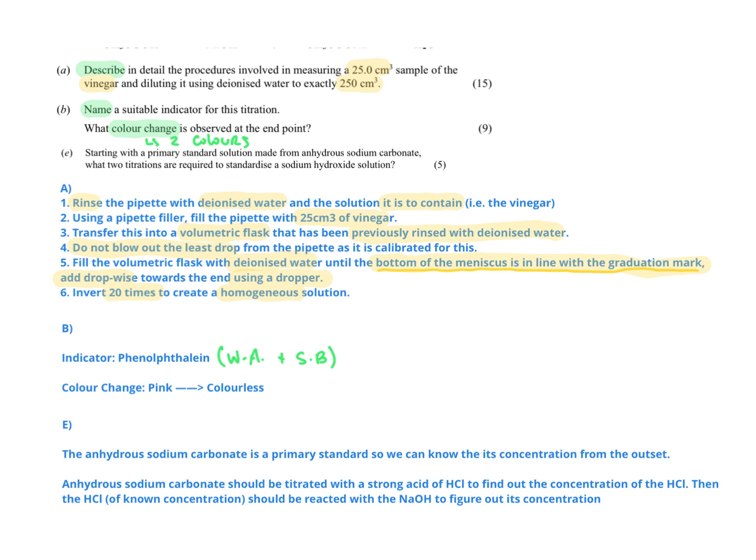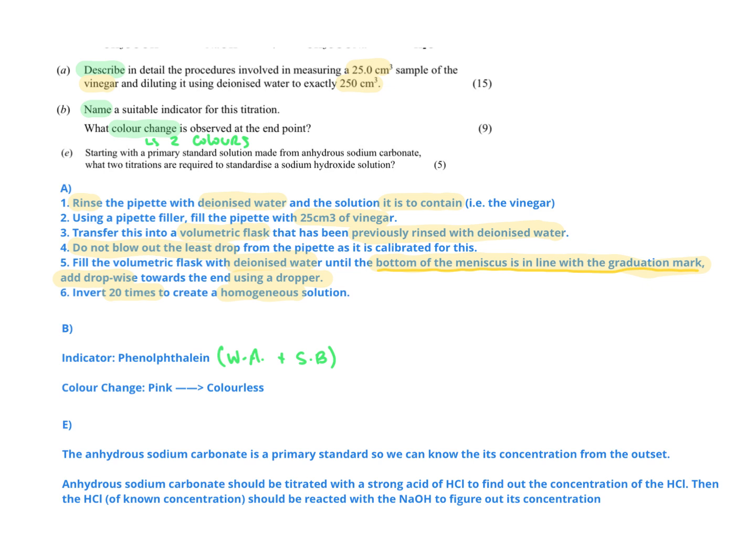So the first thing is we can note from the question that we are starting with a primary standard solution of anhydrous sodium carbonate. And if something is a primary standard, we can know its concentration from the outset. So what you would do is you would take the anhydrous sodium carbonate solution and you would titrate it against a strong acid, hydrochloric acid. And this would allow us, by calculation, to find out the concentration of the hydrochloric acid.